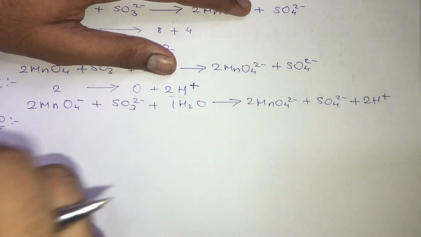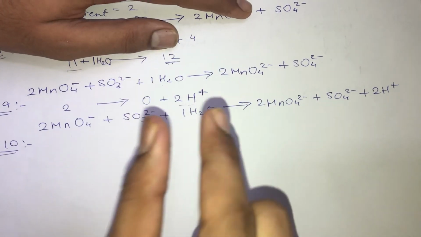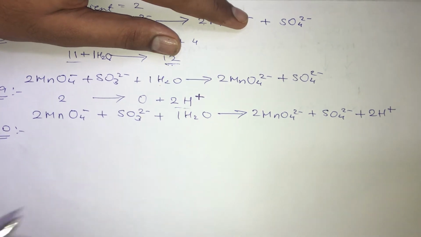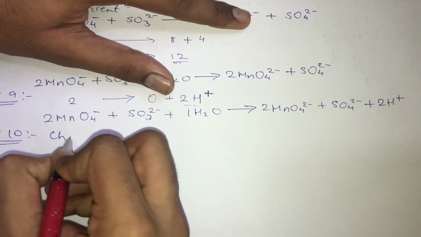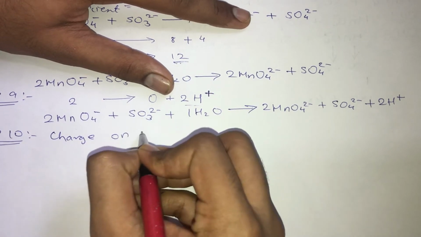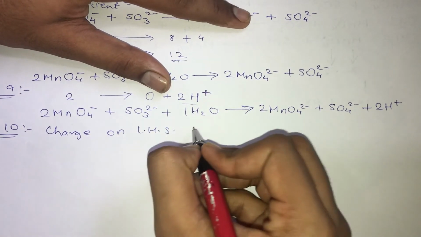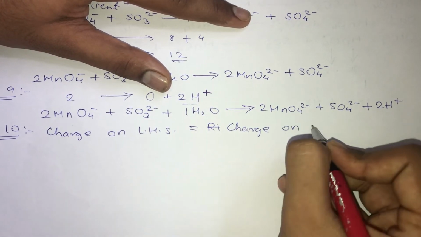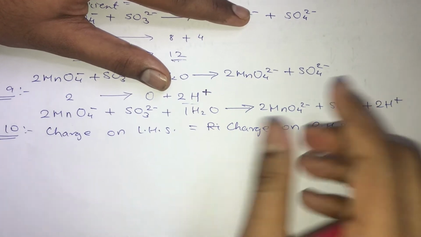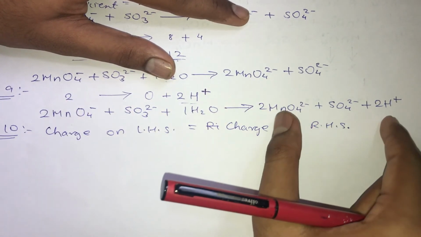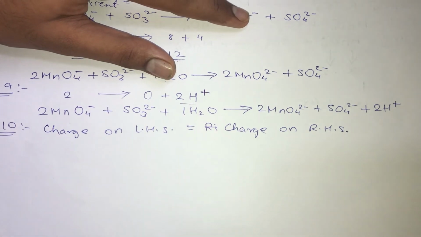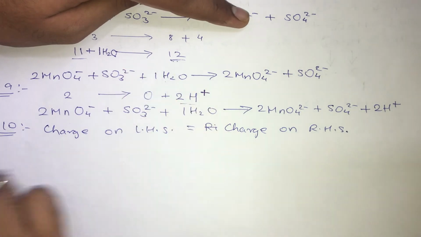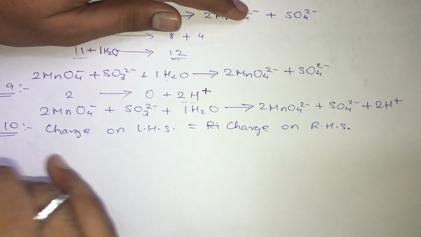But instead of checking for each individual atom, you can check it for the complete left hand side as well. How? Let's see that. The charge on the left hand side should be equal to the charge on the right hand side. Now what is the meaning of this? If the charges on both the sides are equal, then your equation is going to be balanced. This is the actual reason that we added H plus instead of H. Let's see what is the meaning of this.